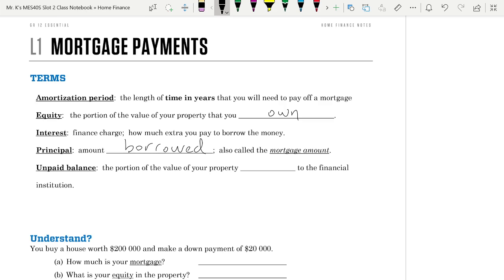The unpaid balance is the portion of the value of the property owed. And again, they don't say to the bank. Just like in vehicle finance, they say the financial institution, because there are lenders out there besides banks. There's credit unions, for example. And actually, in the United States, I think the majority of homeowners do not use their own personal bank as their mortgage holder. There are companies that are not really banks.